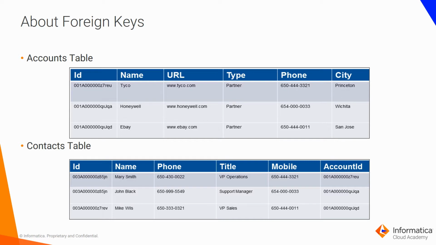So if you look at the first contact, Mary Smith, you will notice that the value in the Account ID field matches a value in the ID field for the Tyco account. Similarly, the next contact has a different account ID, which associates John Black with the Honeywell account. So that is how the foreign key relationship works.